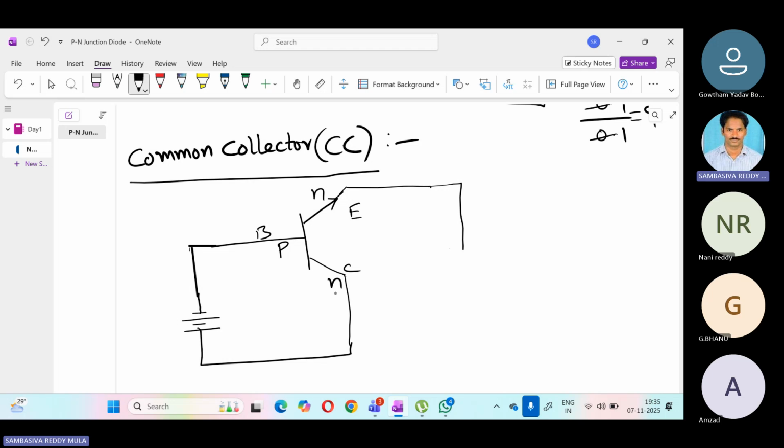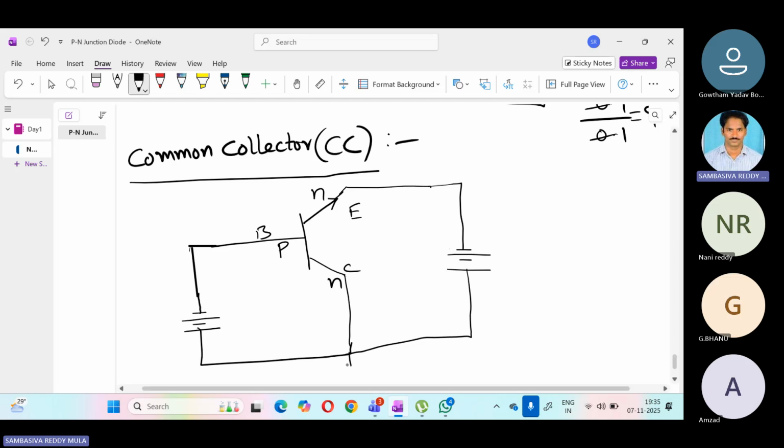No issue. And now see this one. N-type material. Emitter to base should be forward biased. So this will be connected to the negative terminal, as N is connected to the negative terminal. So like this, we can remember the biasing of the transistor. Now this collector terminal is directly connected to the ground.